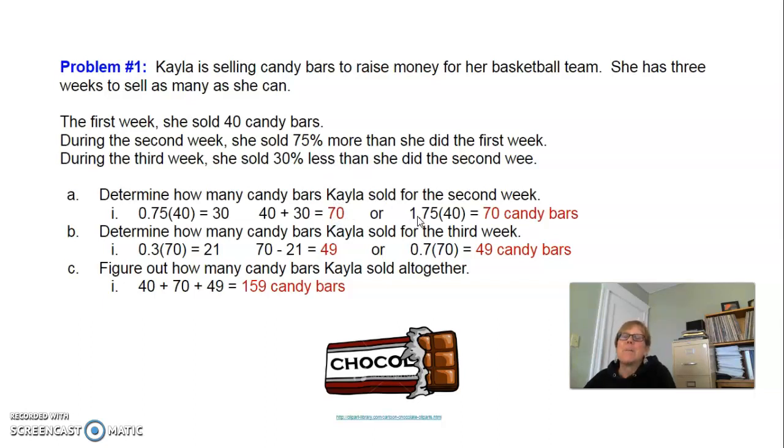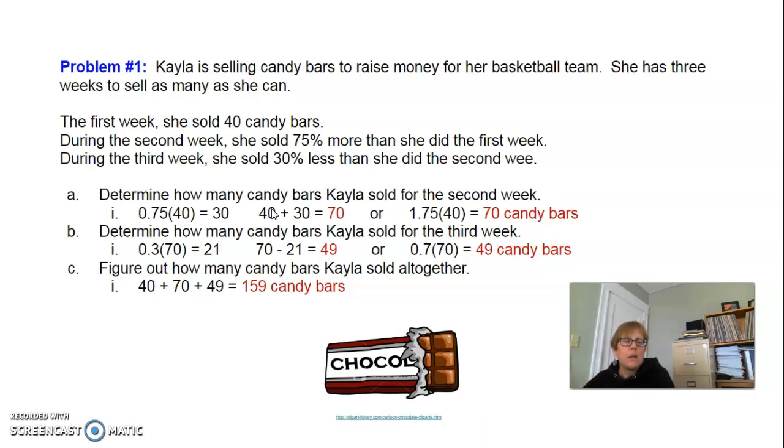Or remember this method: if she sold 75% more than she did the first week, then in total that's 175%. The 100 is the 40 from the previous week, that would be 100% of the first week. But she sold 75% more than that, so 175. You can just make that into a decimal by moving the decimal point back two. So 1.75 times 40 gave me 70 right away. Either way you do that, you get the same answer. And if you had a different way of solving it, let me know.